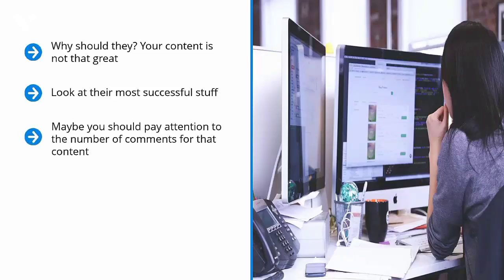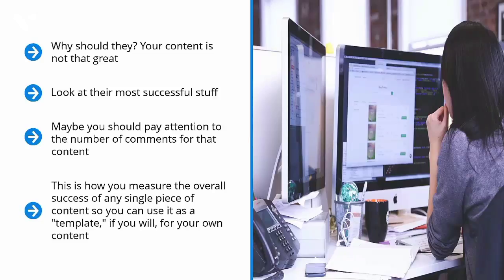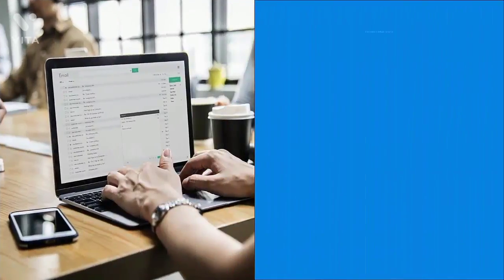Maybe you would want to run a backlink checker on a piece of content and see how many other blogs or websites link to that piece of content. This is how you measure the overall success of any single piece of content so you can use it as a template, if you will, for your own content. I'm not saying that you should rip it off. Instead, I'm encouraging you to use it as a starting point and come up with something so much better.